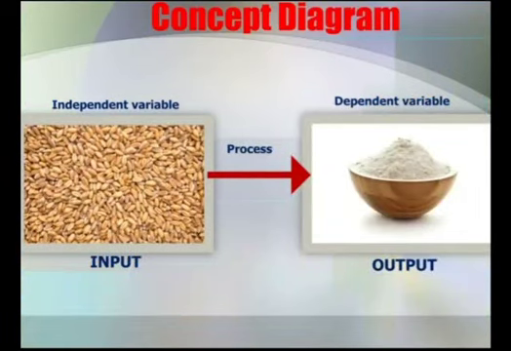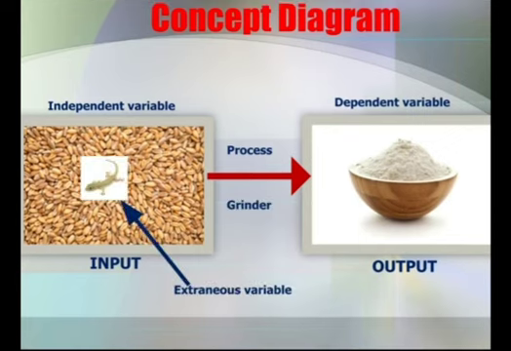This concept diagram explains the relationship between independent and dependent variables. The independent variable acts as the input, while the dependent variable acts as the output. Between them, there is a process that transforms the input into the output. This diagram helps us understand how variables interact during research and experimentation.